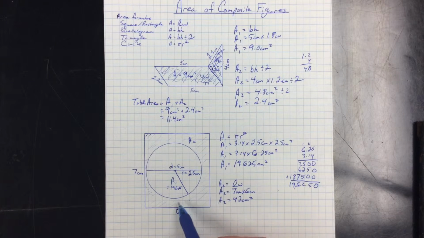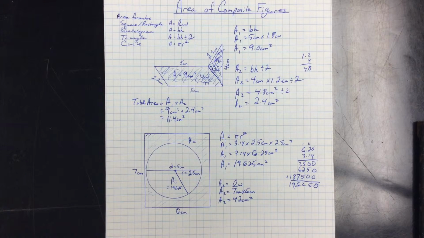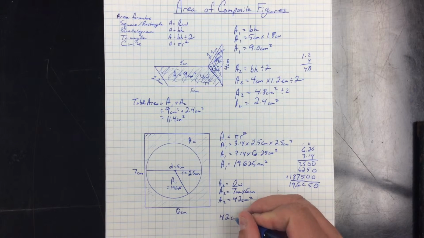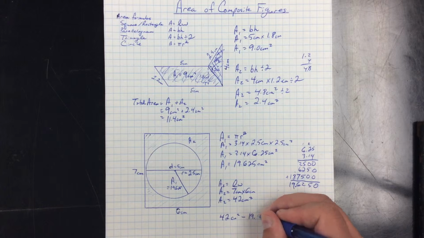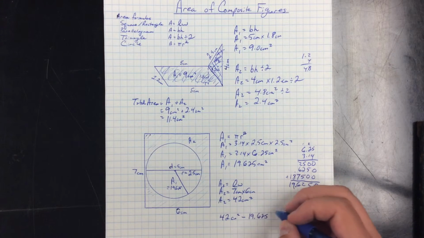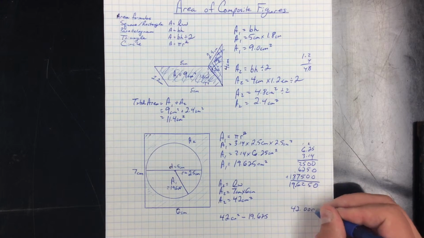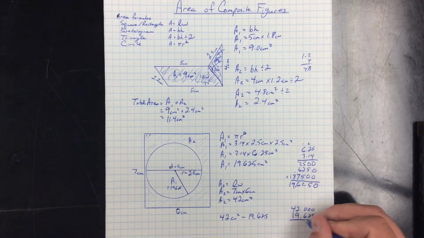If I want to find the area of the shaded region only, this area around the circle, I'm going to have to take my total area, 42 centimeters squared, and subtract the area of the circle, 19.625. In other words, we have to set that up on the outside, 42.000 minus 19.625.